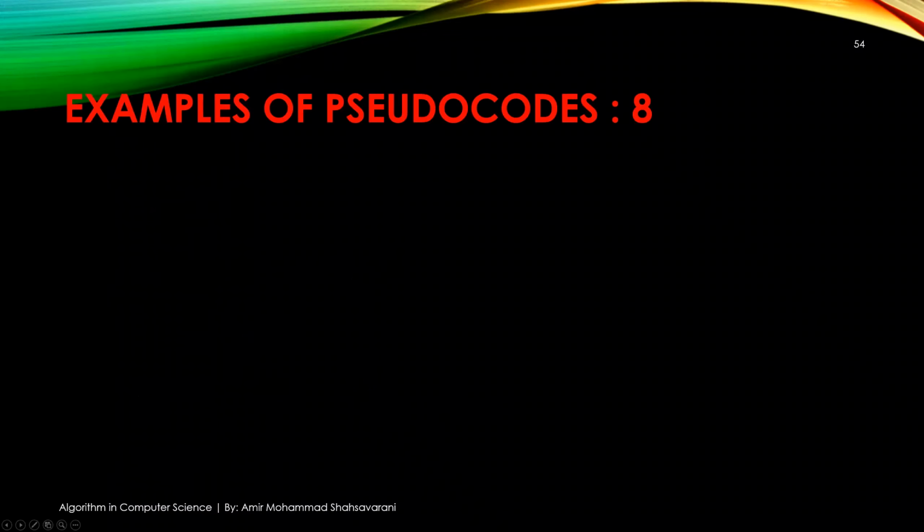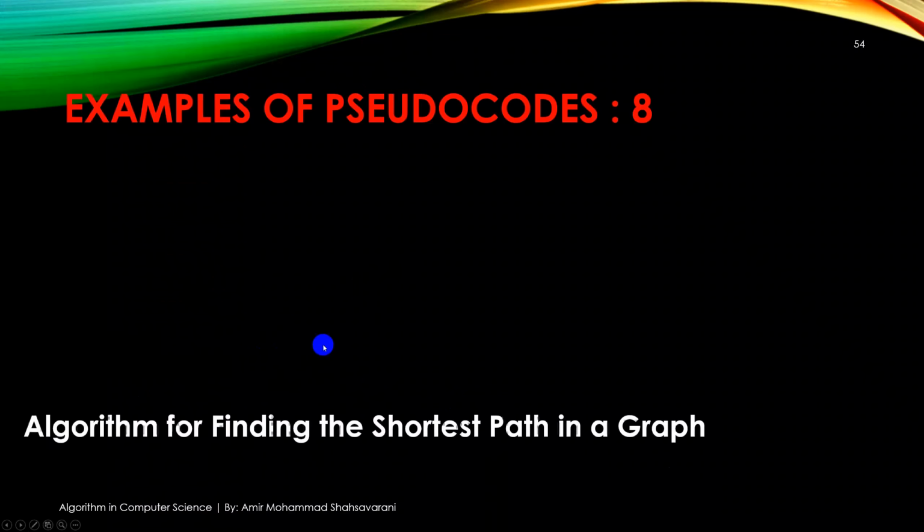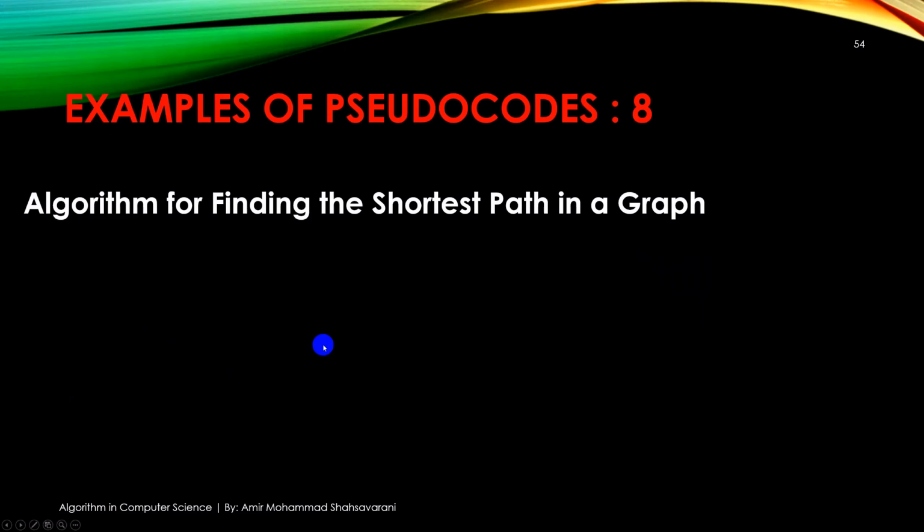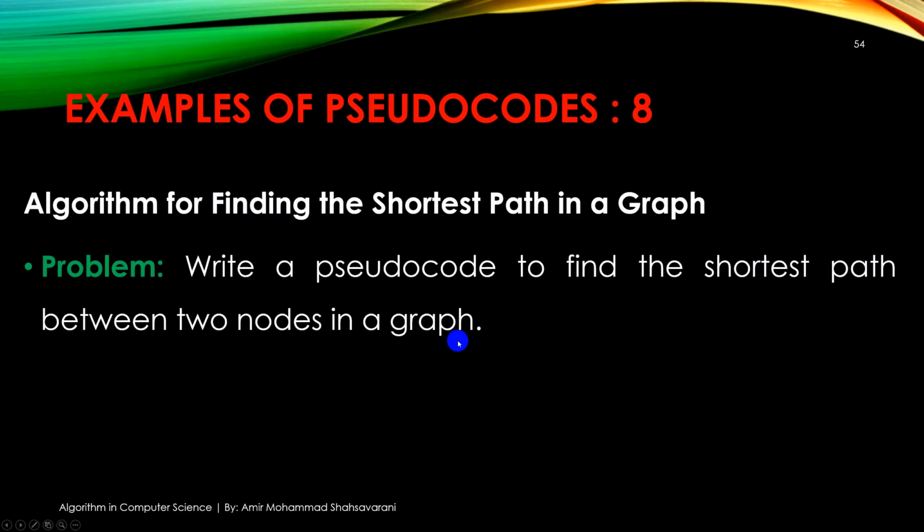Good. Our eighth example: an algorithm for finding the shortest path in a graph. As you may remember, some algorithms are applied to graphs. So write a pseudocode to find the shortest path between two nodes in a graph.